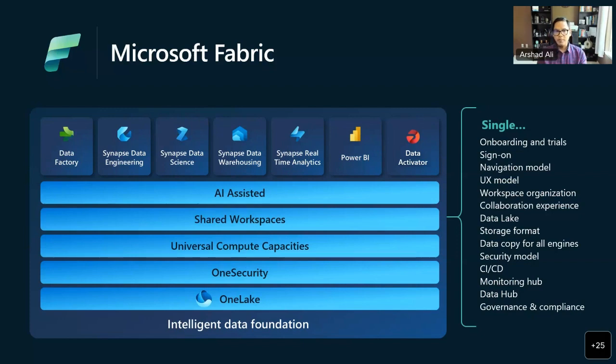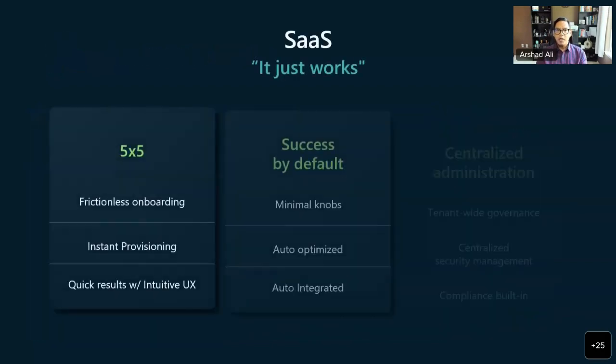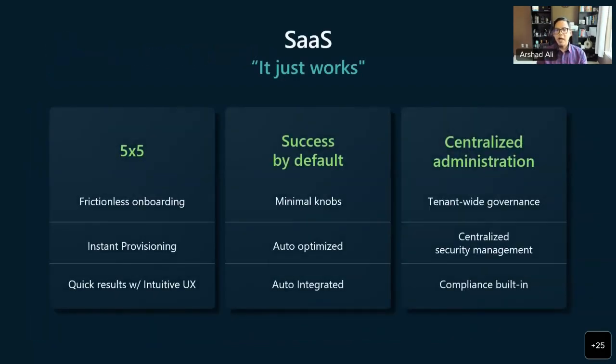And again, AI assisted is something I'll show you some examples and a demo of. Now, with SaaS, the idea here is providing the customer a 5x5 experience. And what does that mean? You can sign up in 5 seconds, and you can build a small solution. Of course, when you're building an enterprise solution, you'll spend more time, but just to get it started, the idea here is you spend 5 minutes to sign up and 5 minutes going through an end-to-end experience.